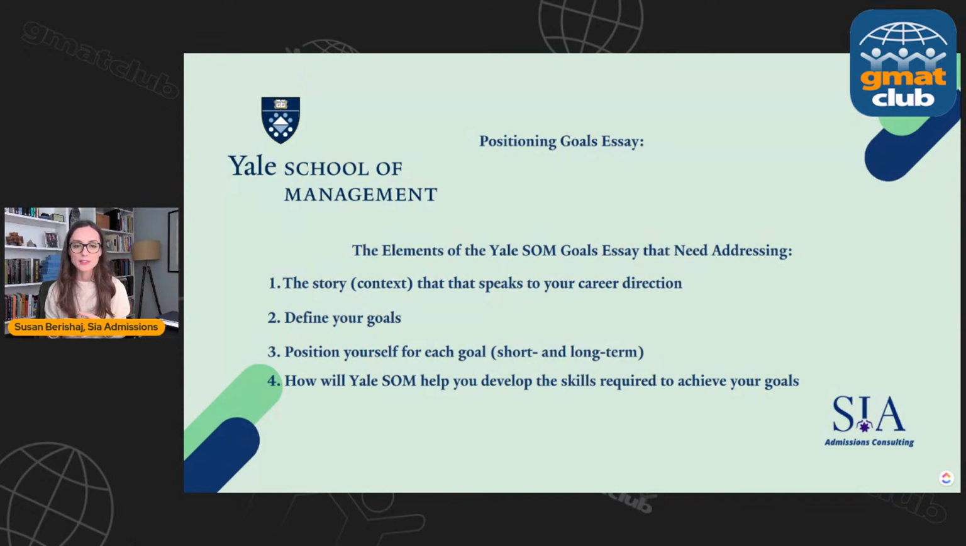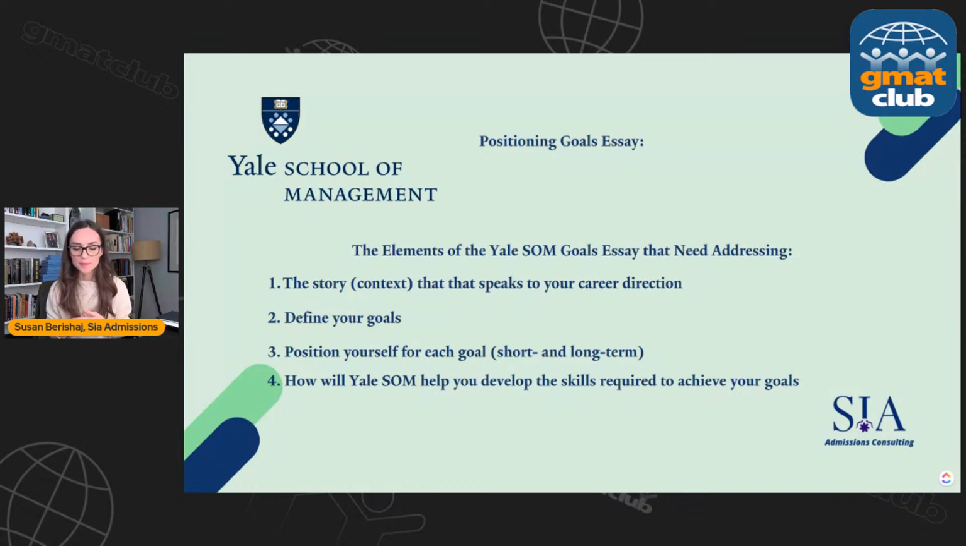And then, although it's not explicitly stated in the question, you do need to say how Yale is going to help you get the skills you need in order to achieve those goals. That is kind of hidden in the second question that asks, how will you position yourself to pursue them in the future? So there are skills that you need to develop, and Yale does need to be part of that skills development phase to help you get to that short-term and perhaps even long-term plan.